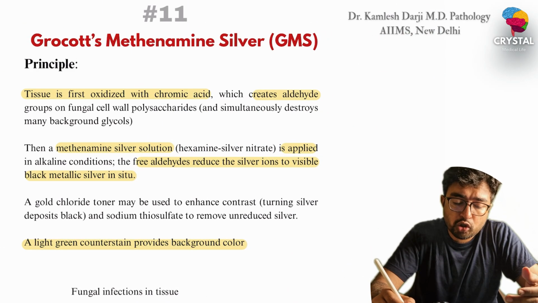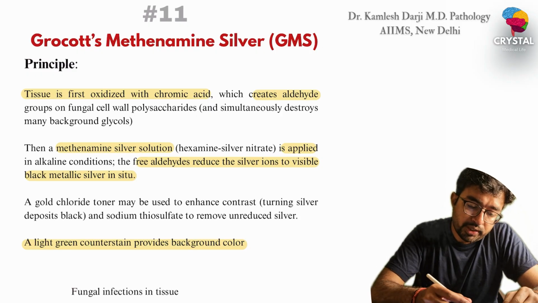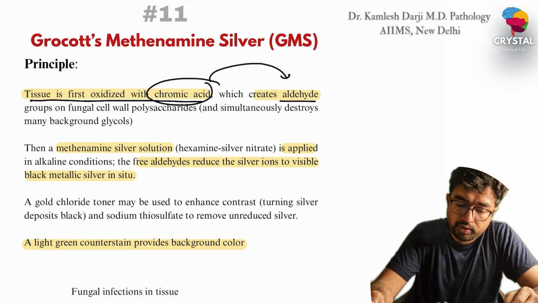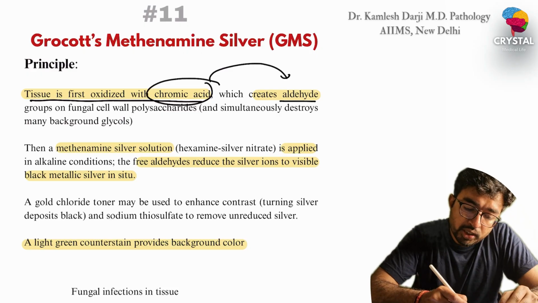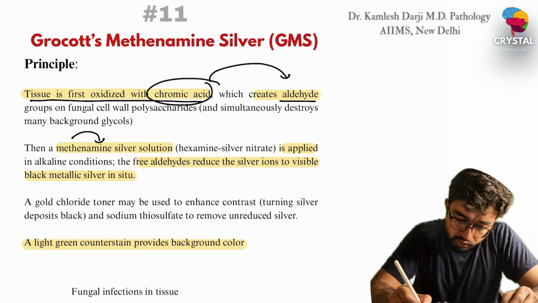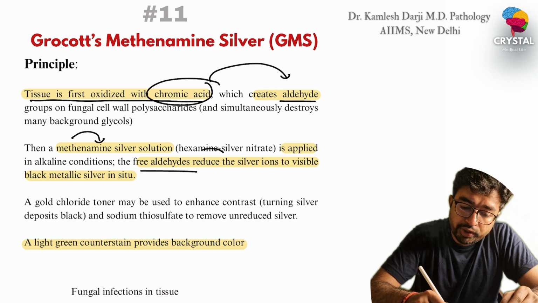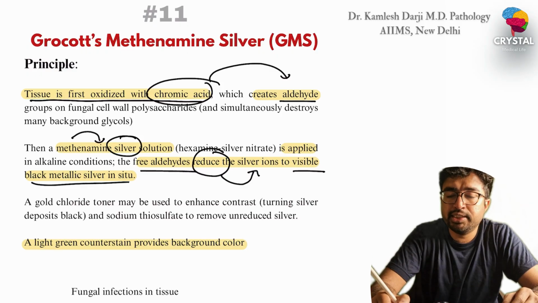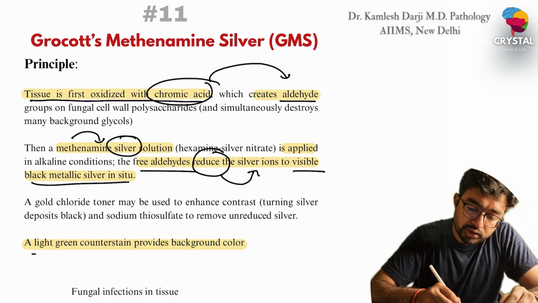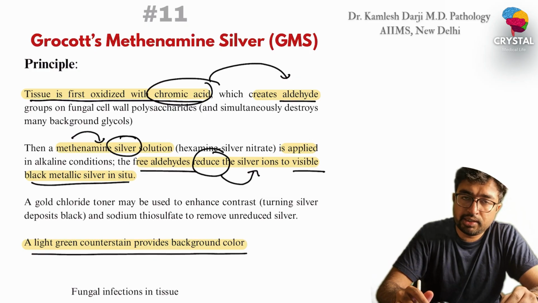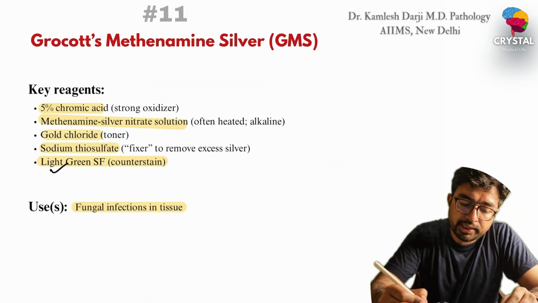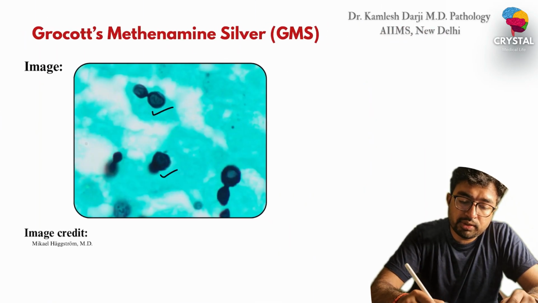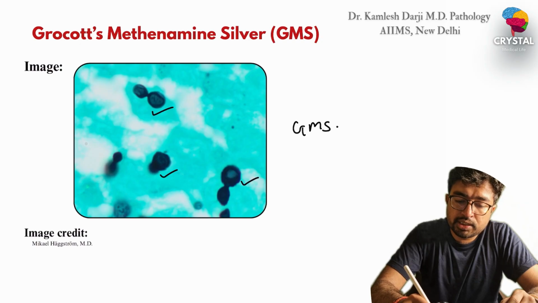Next is Grocott methenamine silver stain. So tissue is first oxidized with chromic acid, and it creates aldehyde groups on the fungal cell wall polysaccharide. Then you have to apply the methenamine silver solution, and these aldehydes now reduce the silver ions in this silver solution to visible black metallic silver in situ. And you can use a light green counterstain for the background, which is light green SF. So it is used in fungal infection detection. So you can see the fungi in the GMS stain.